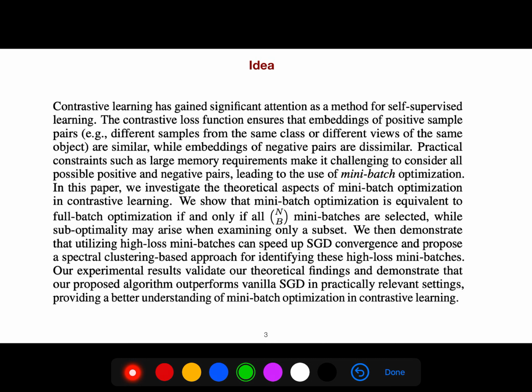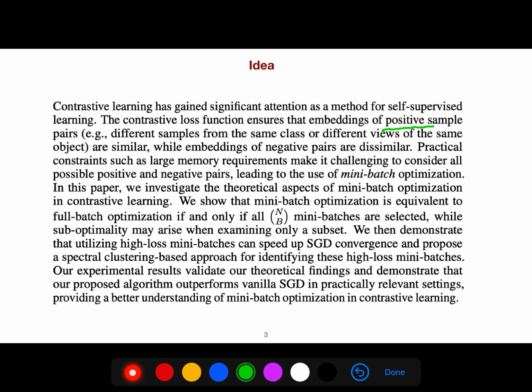The contrastive loss function ensures that embeddings of positive sample pairs are similar while embeddings of negative pairs are dissimilar. Practical constraints such as large memory requirements make it challenging to consider all possible positive and negative pairs, leading to the use of mini-batch optimization. In this paper, we investigate the theoretical aspects of mini-batch optimization in contrastive learning.